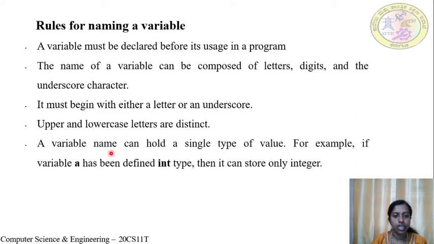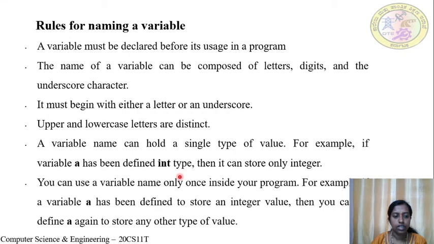A variable name can hold a single type of value. If a variable A has been defined with the integer type, then it can store only integers. You can use a variable name only once inside your program. For example, if a variable A has been defined to store an integer value, then you cannot define A again to store any other type of value. Once a variable name has been used or declared in a program, the same variable name cannot be used to declare another value.